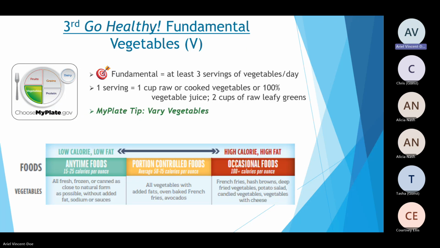All right, so let's talk about vegetables first. The goal is to have at least 3 servings of vegetables a day. 1 serving equals 1 cup of raw or cooked vegetables or 100% vegetable juice, or 2 cups of raw leafy greens.